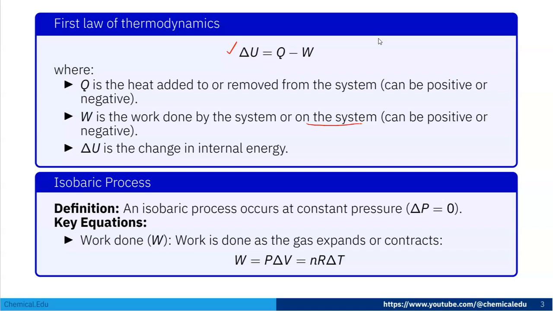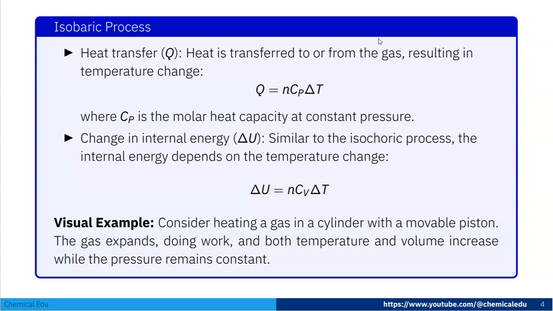Now here, an isobaric process occurs at constant pressure, so ΔP is equal to 0. Work done W, as the gas expands or contracts, so W is equal to PΔV, that is nRΔT. And heat transfer Q, so heat is transferred to or from the gas resulting in temperature change, so Q is equal to nCpΔT, where Cp is the molar heat capacity at constant pressure. And change in internal energy ΔU, the internal energy depends on temperature change, so ΔU is equal to nCvΔT.